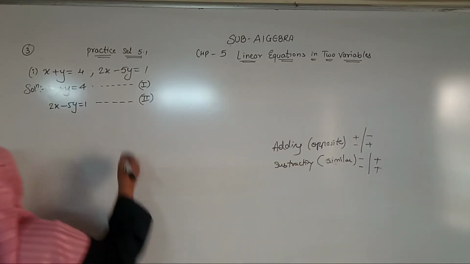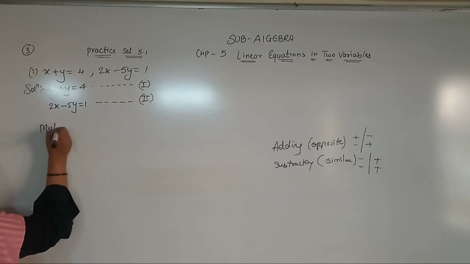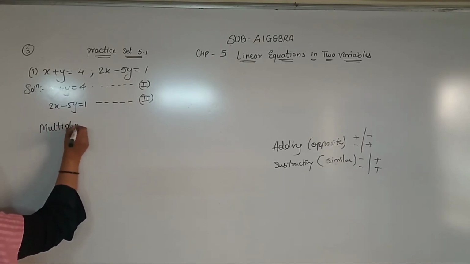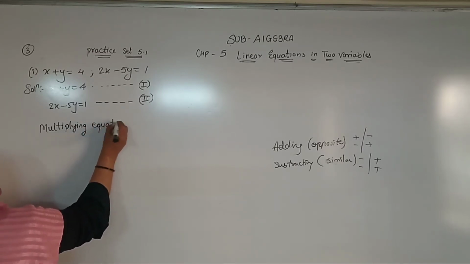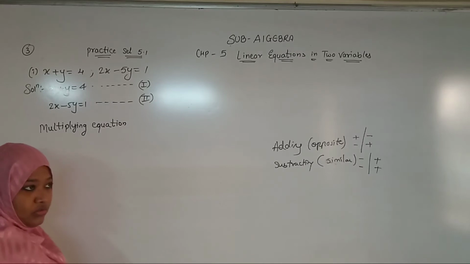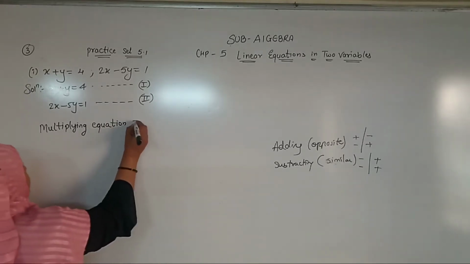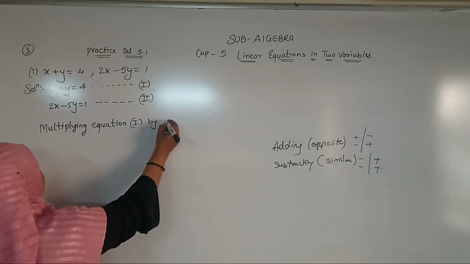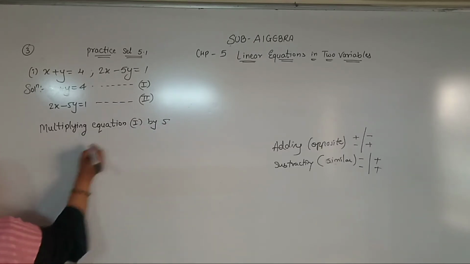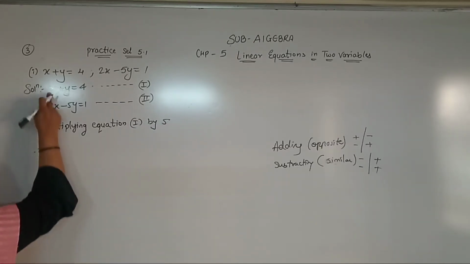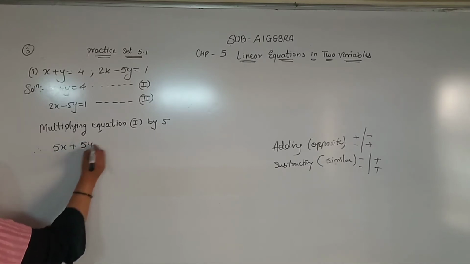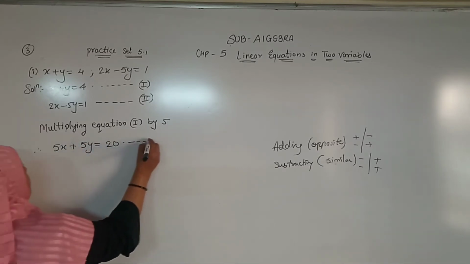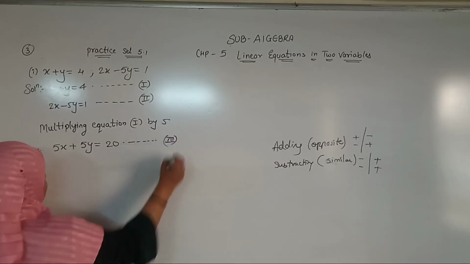So what am I going to write? Listen, look here. Multiplying, you can write each term also. Multiplying equation number 1, or the simple statement, by how much? 5. So therefore 5 into x, 5x, plus 5 into y, 5y, equal to 5 4s are 20. So that is my third equation, the new equation.